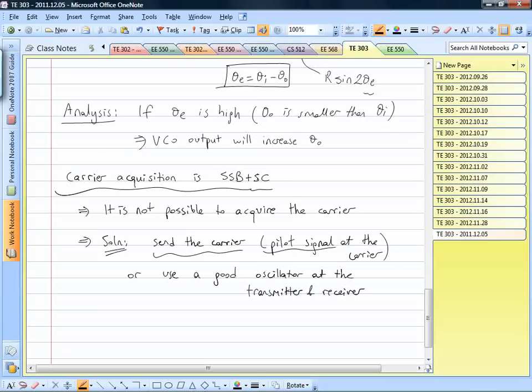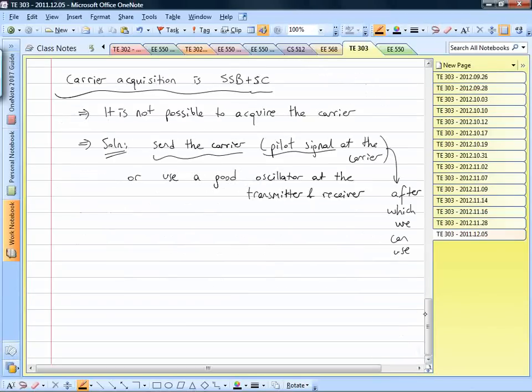After which we can use the PLL. This other one is not a good approach, due to Doppler shift and so on.